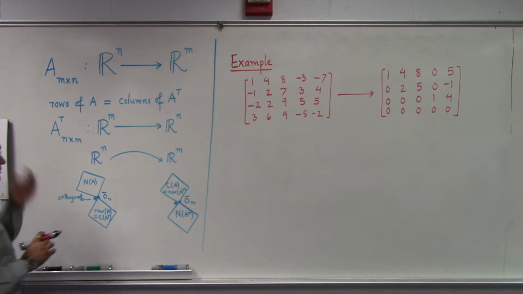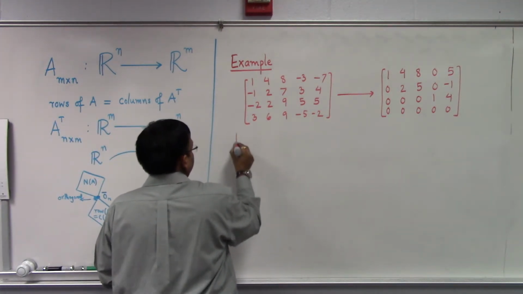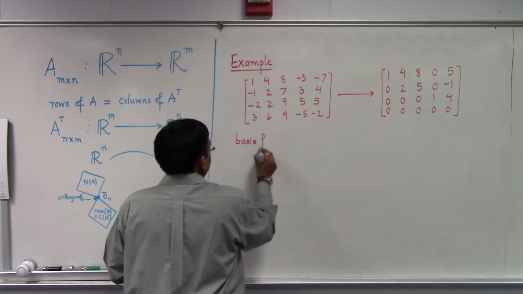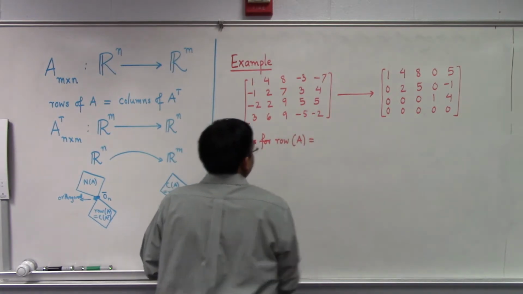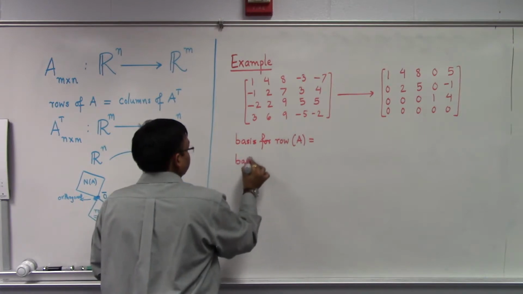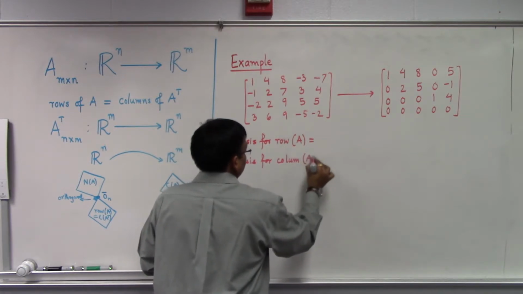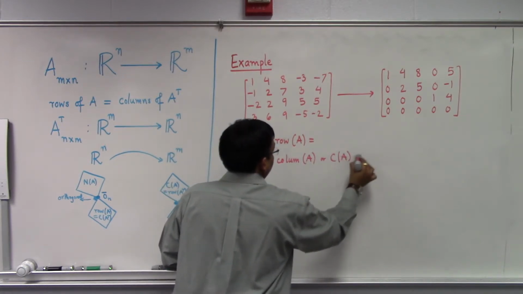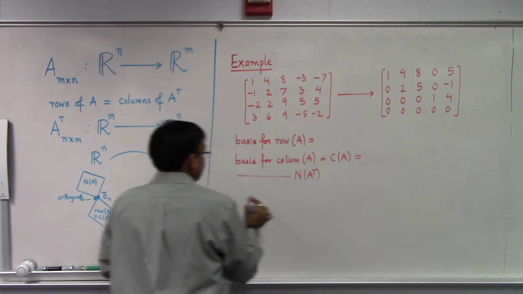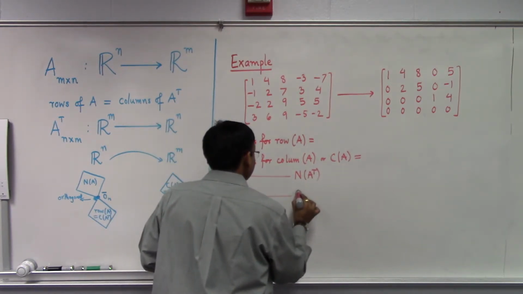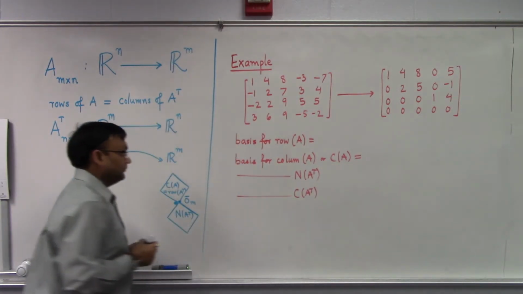So suppose somebody says, I want to find the row space of A, or let's say a basis for the row space of A. Then somebody might ask, I need a basis for the column space of A. And maybe a basis for the null space of A transpose, and maybe a basis for the column space of A transpose.